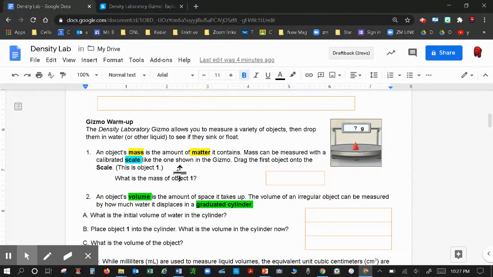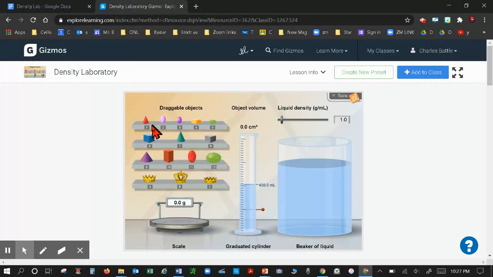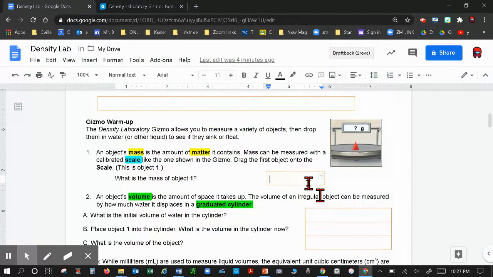So once again, when we go to find the mass of an object, I told you that mass was the amount of matter inside an object. For number one, you'll take it and put it on the scale over here. And now you can see the mass for object number one was 19.5 grams. So you'll just simply type that in, 19.5 grams.